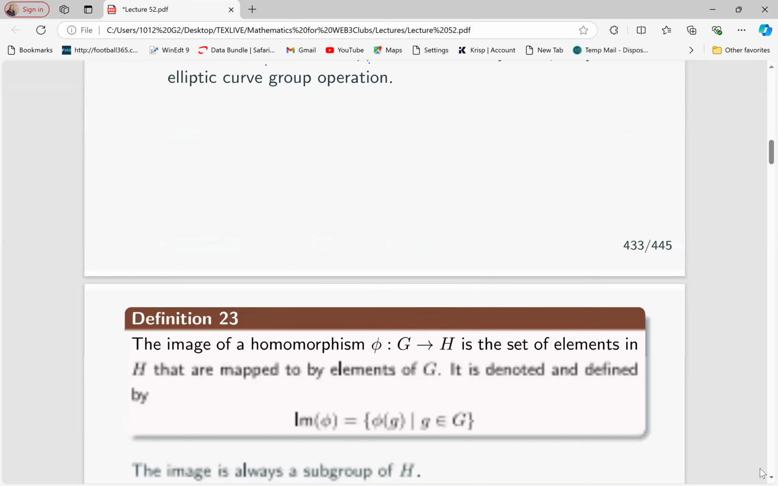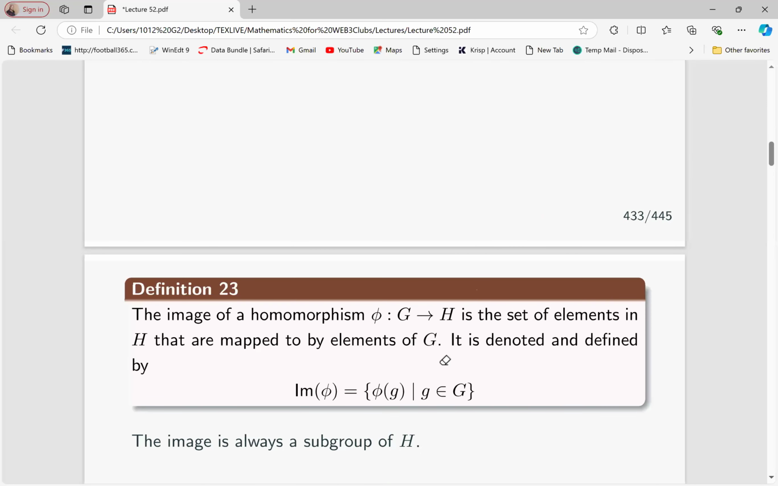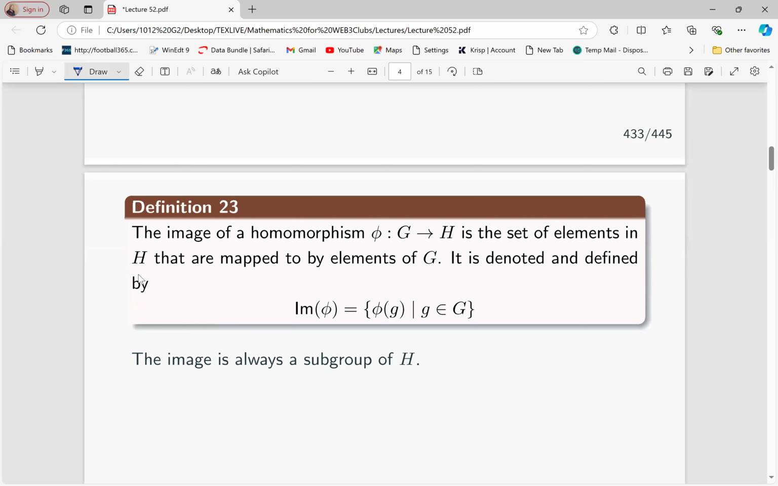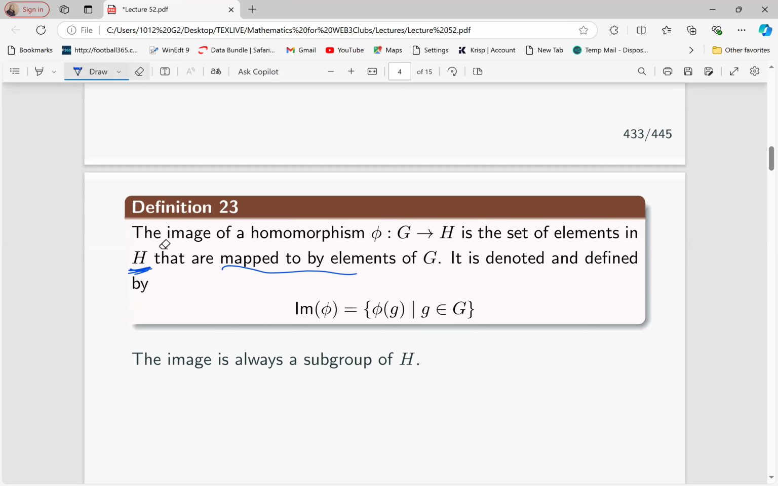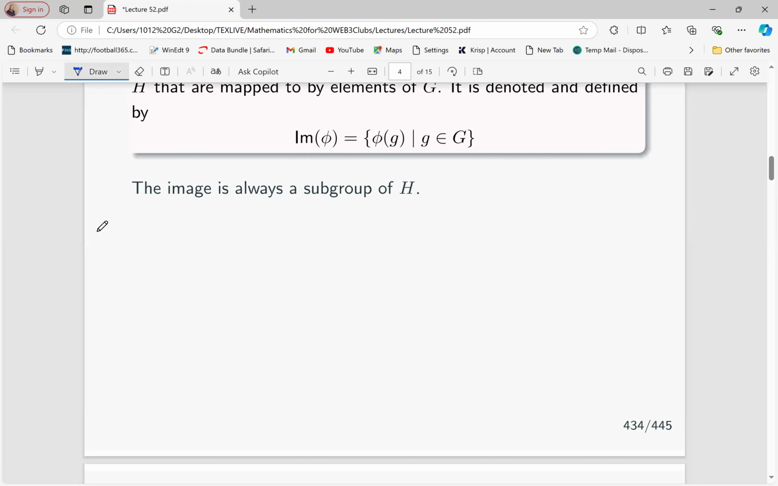Now let's look at an example. Before examples, I already defined the image of a homomorphism. I said it is the set of all elements in H, the codomain, that are mapped to. The set of all elements that are mapped to is what we call the image. So I want to draw a diagram here, and I'll remember when I'm giving you the notes, so that I give you this diagram to assist you to remember.